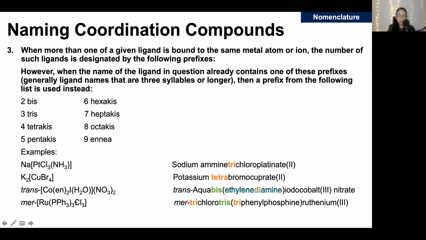Okay. In the fourth example here, we use tris because you have 3 of this ligand. The ligand's name has tri. So we use tris to say that there are 3 triphenylphosphine ligands in this complex. Okay. Next.